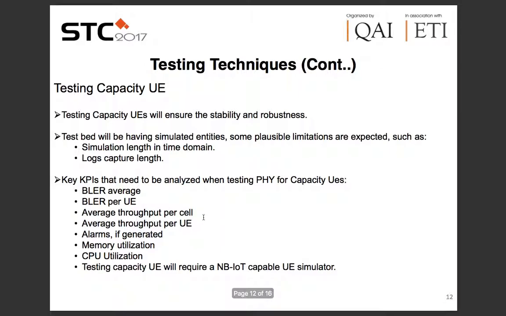Now moving forward, the third technique, that is to test the capacity UE. Testing capacity UE will ensure the stability and robustness of the PHY layer for maximum load. Though in field or real-time scenario, the eNodeB or modem is not expected to be loaded with all the UEs at all times, given the scheduling procedures in narrowband IoT, for example cross-frame scheduling, or there are few clauses in the 3GPP specifications. Testing capacity UEs will require extra long durations and testing of several possible configurations.